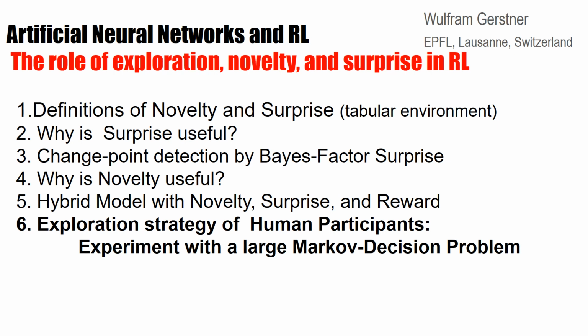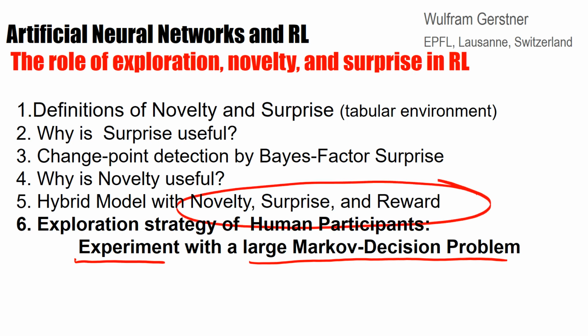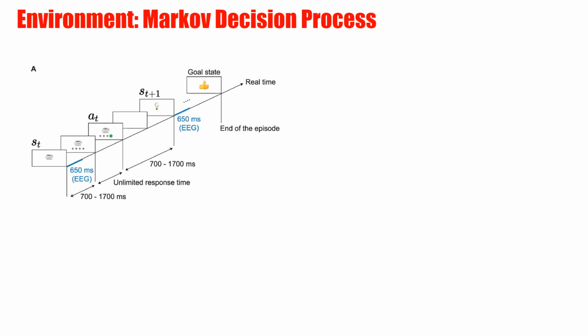Now in the final video of this series, we have human participants and run an experiment in a large Markov decision problem. And we want to understand how novelty, surprise, and reward interact. And then we are going to compare this with a hybrid model of novelty, surprise, and reward. So what does the experiment look like?